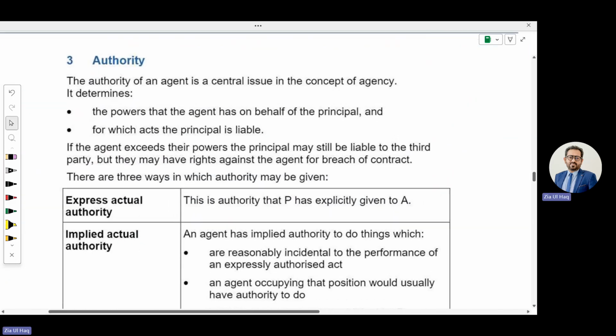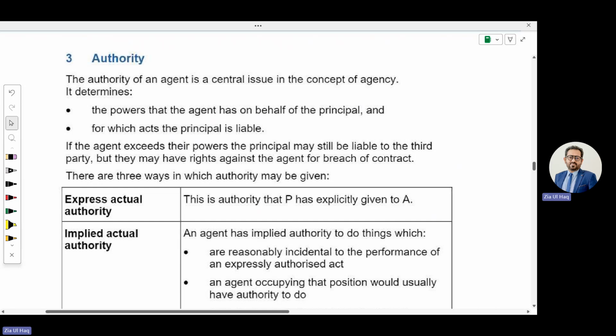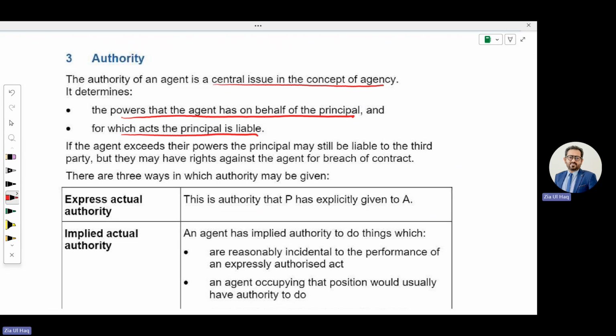So let's move towards authority. What kind of authority do agent and principal both have in agency law? The authority of an agent is a central issue in the concept of agency: how much authority he has, what he can do on behalf of the principal. It determines the power that the agent has on behalf of the principal. Authority depends upon the power given to the agent by the principal, and for which acts the principal is liable and which acts the principal will deny or is not liable for.